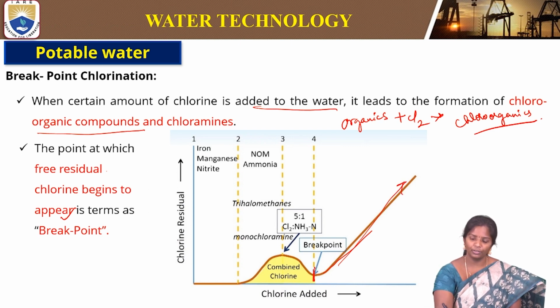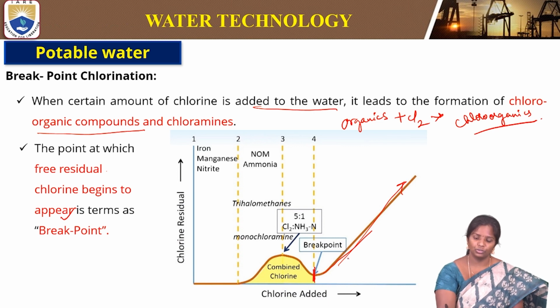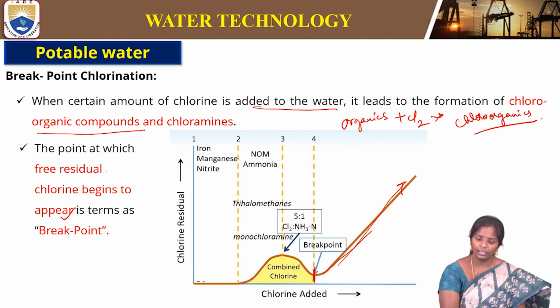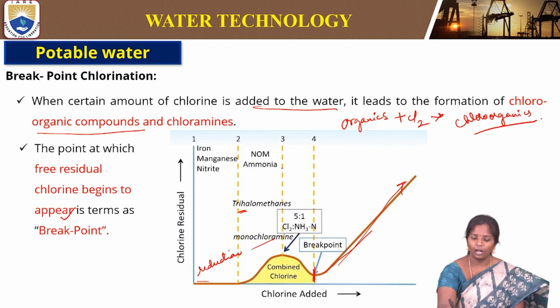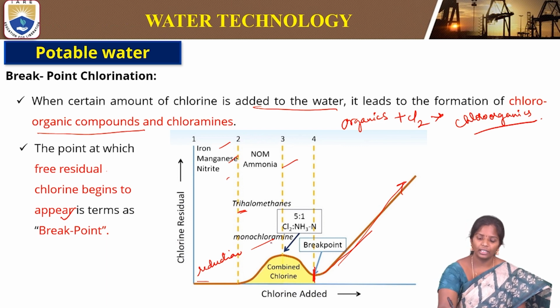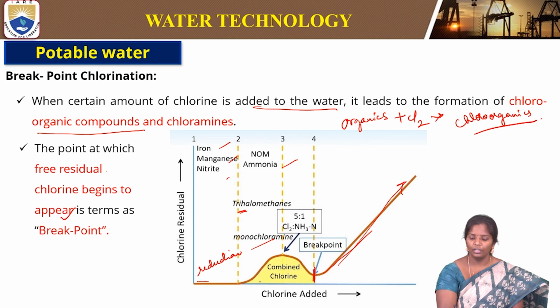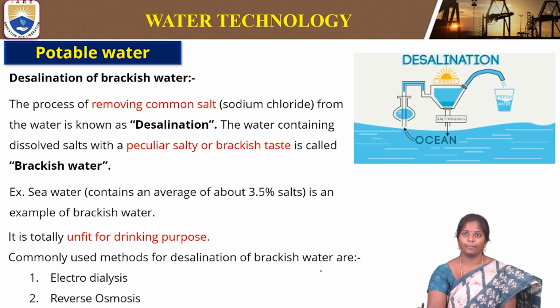So this is the break point of that particular chlorine that is used. Once chlorine is added, there is a reduction in the residual chlorine due to formation of trihalomethanes, reacting with monochloramines, ammonia, iron, manganese, nitrite, etc. So it will help in reacting with all these organic matter. At one point it doesn't require any more chlorine to be disinfecting. Therefore, the residual chlorine will increase, and this is called the break point.